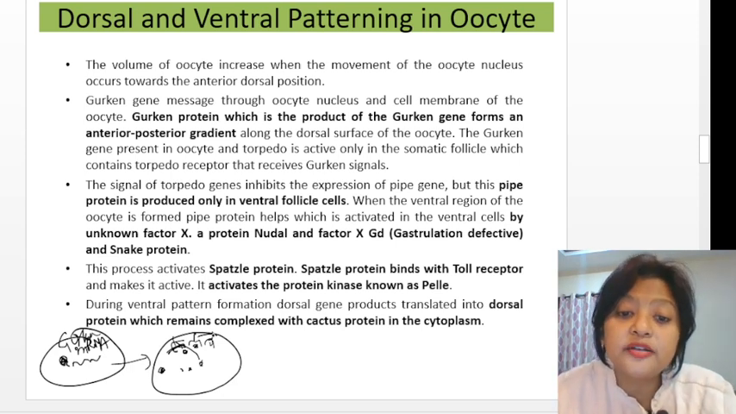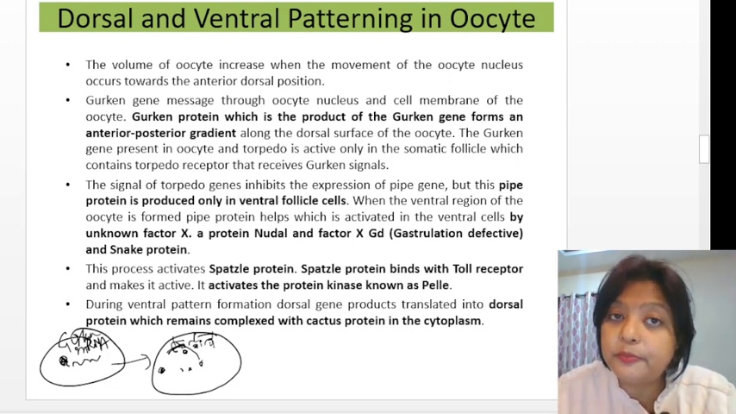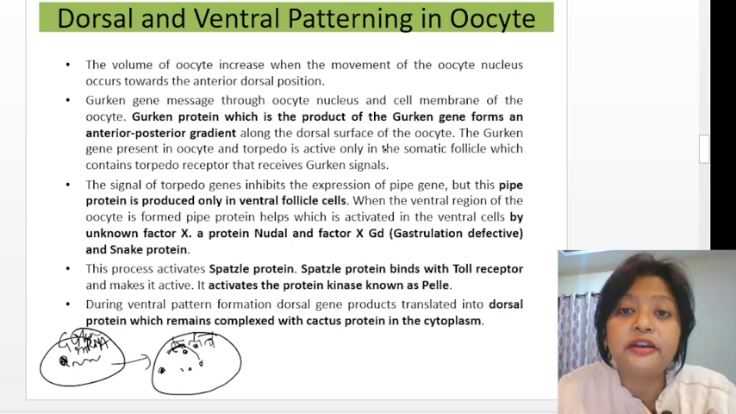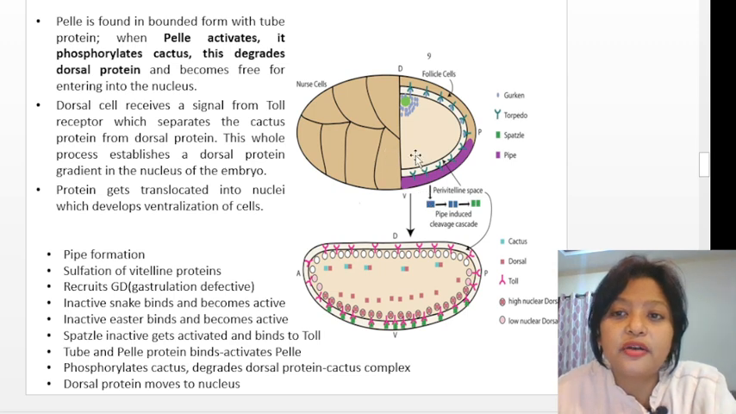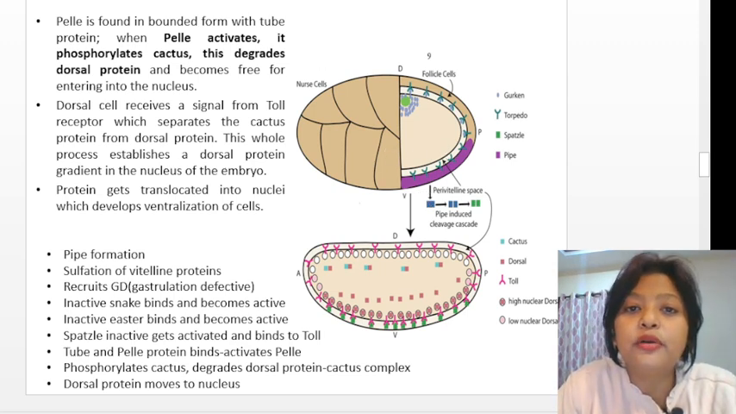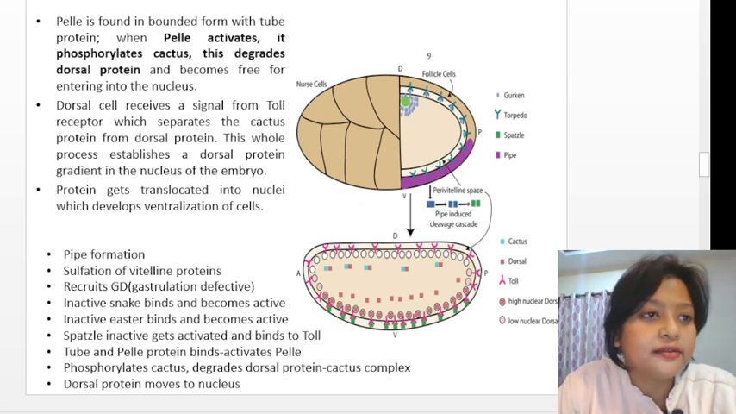Now, in the dorsal part, or take it as the anterior part, as I've told in my previous slide, Gurken proteins are binding with the torpedo receptors. So that means there will be no pipe synthesis. But now coming to the ventral part, let's see the structure out here. I'll just explain the structure. It'll be more helpful rather than reading all the lines.